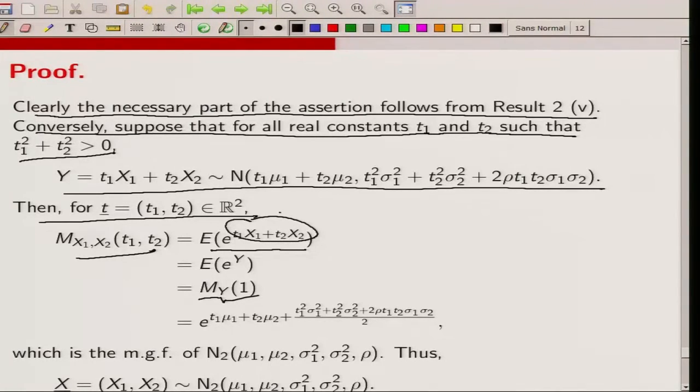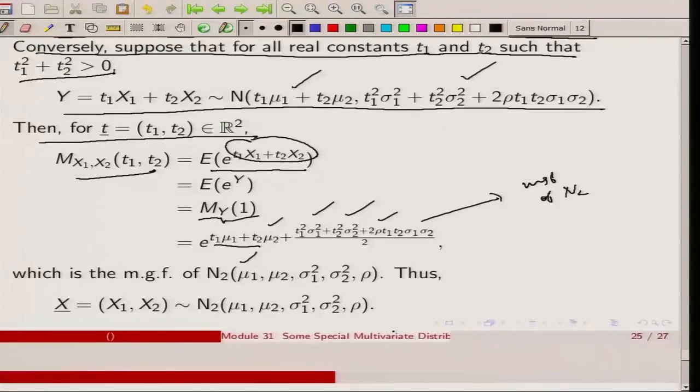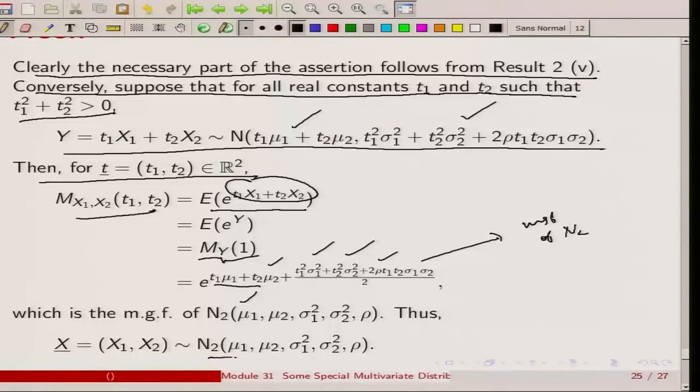So, e to power mean, which is t1 mu 1 plus t2 mu 2, plus sigma square by 2, which is t1 square sigma 1 square plus t2 square sigma 2 square plus twice rho t1 t2 sigma 1 sigma 2, all divided by 2. But this is nothing but the MGF of the bivariate normal distribution with parameters mu 1, mu 2, sigma 1 square, sigma 2 square and rho. So, what we have shown is the joint MGF of x1, x2 is the same as that of N2(mu 1, mu 2, sigma 1 square, sigma 2 square, rho). So, by uniqueness of MGF I can say that x has N2(mu 1, mu 2, sigma 1 square, sigma 2 square, rho).